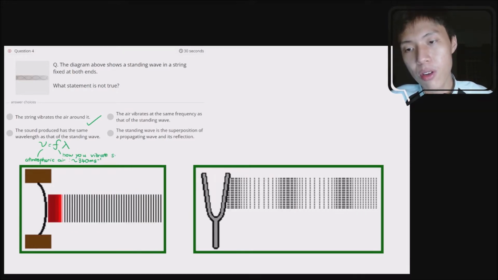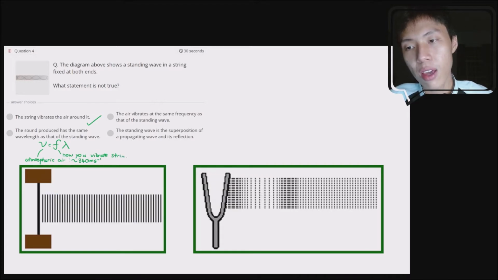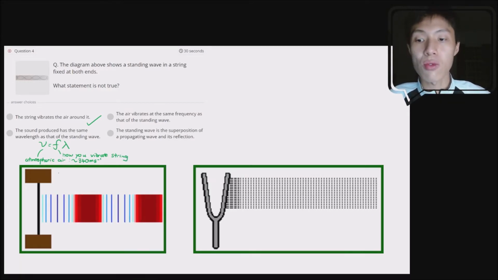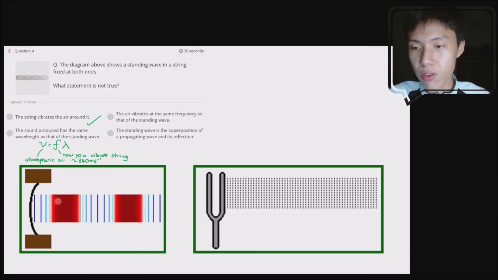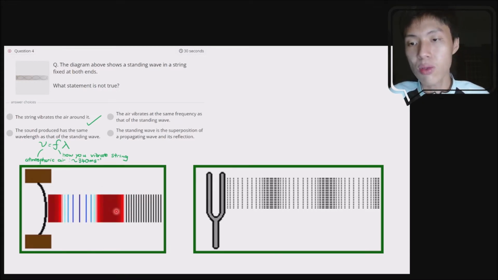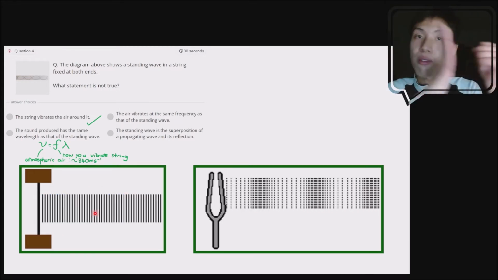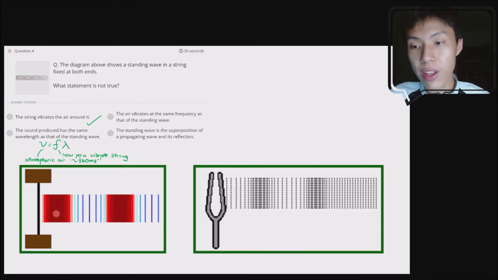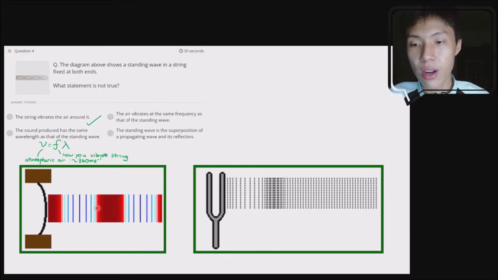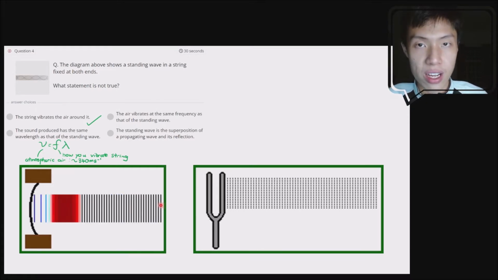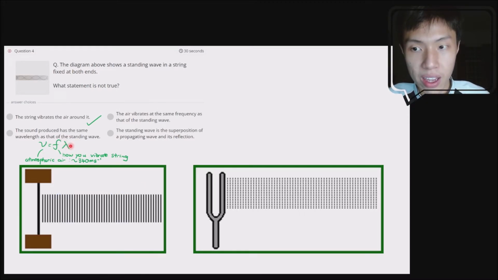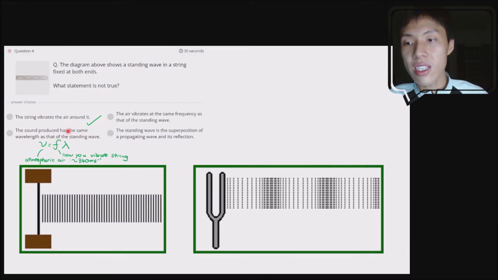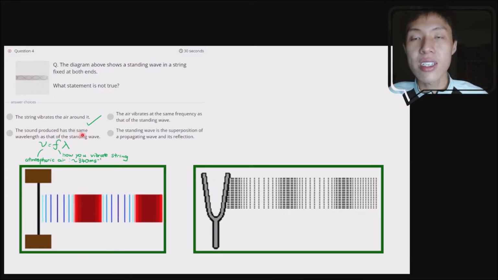Okay, if you vibrate your string with a higher frequency, then your f will be higher. Then you know that the wave produced in the air by the air particles will have the same frequency as the vibration of the string. From there you know the wavelength of the wave that is traveling in the air. That's how you determine the wavelength. So it doesn't necessarily have the same wavelength as the standing wave.